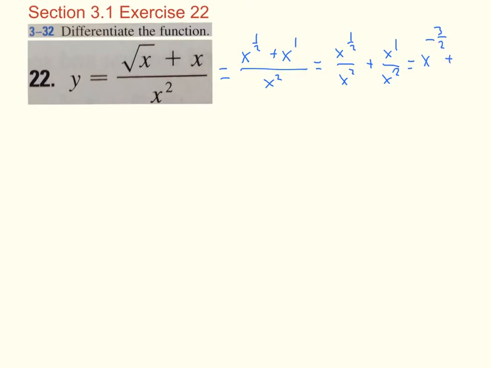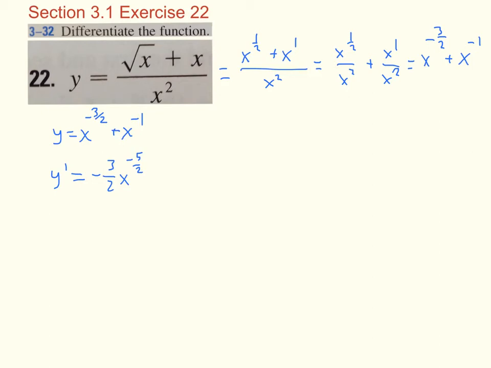And then we have x to the 1 minus 2 is x to the negative 1 power. So now we have y equals x to the negative 3/2 plus x to the negative 1. And now we can differentiate this using our power rule. So y prime, or the derivative, is going to be our power times our x, and then we subtract 1 from the power, negative 5 over 2.